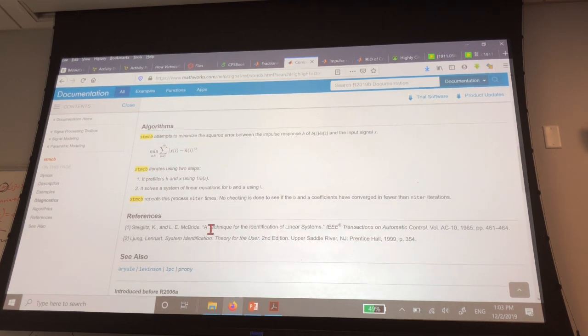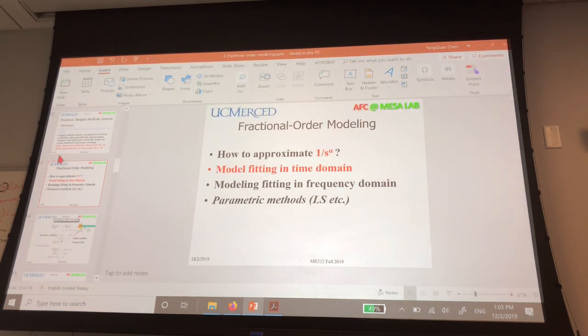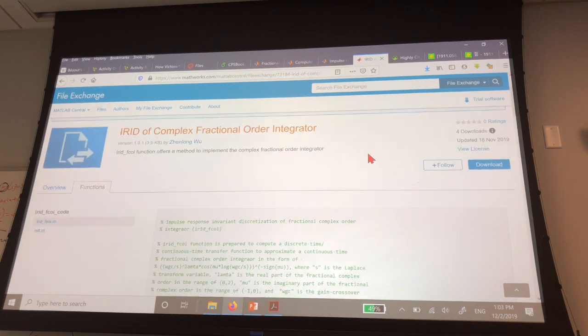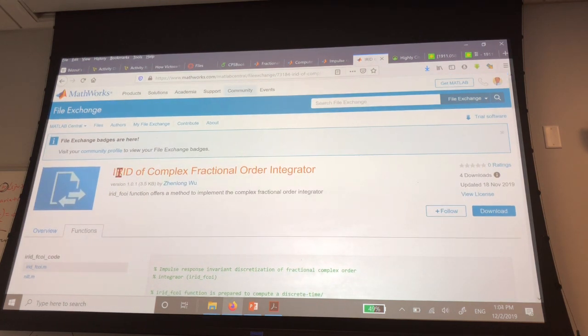The details are published in an IEEE Transactions on Automatic Control paper, not signal processing. Interesting. So let me go back to this one as quickly as possible. This is called discretization. I think you have no problem to do that. I want to go through one of the codes with you, called impulse response invariant discretization of complex fractional order integrator. So you can download it and you can play.